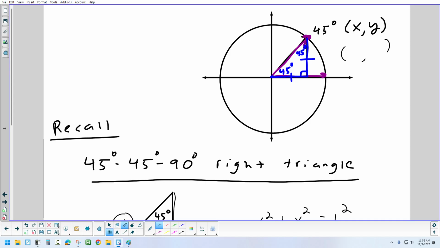Yep. Root 2 over 2. Root 2 over 2. Because it's isosceles, we already knew they had to be the same. And that's the two values.